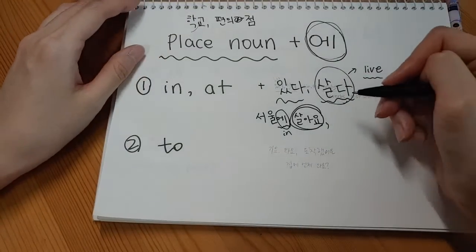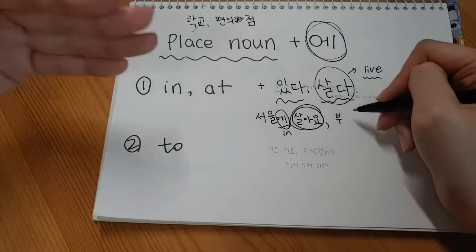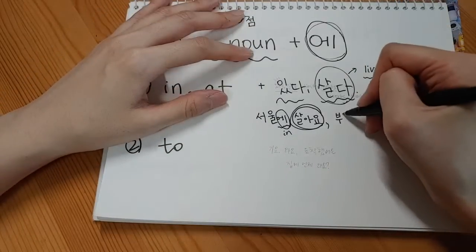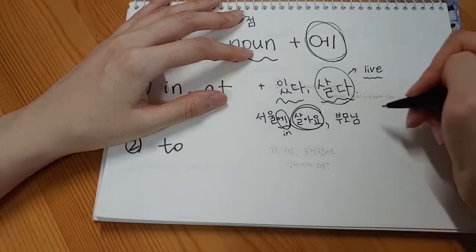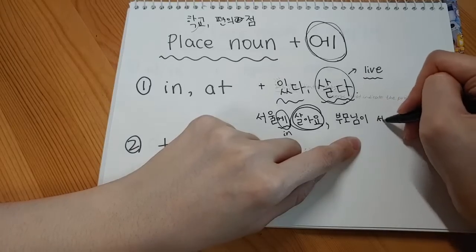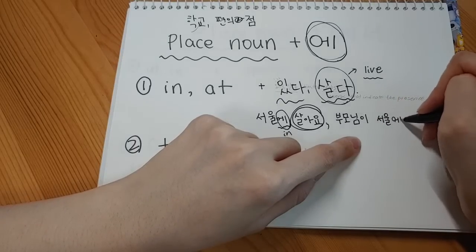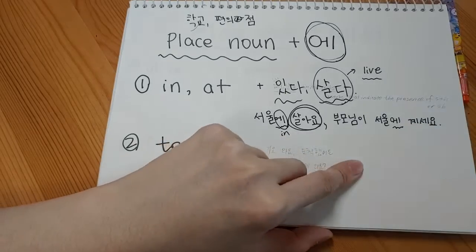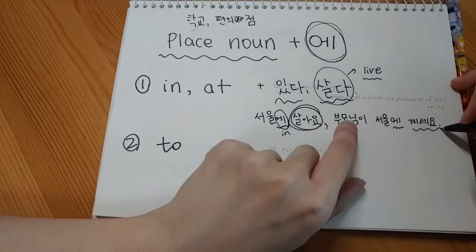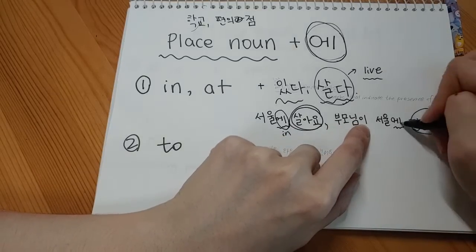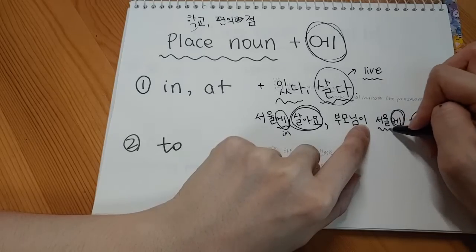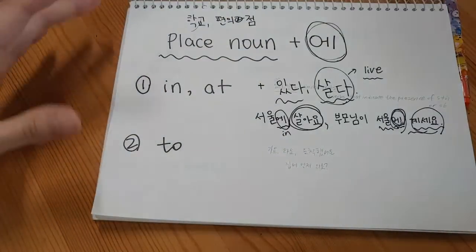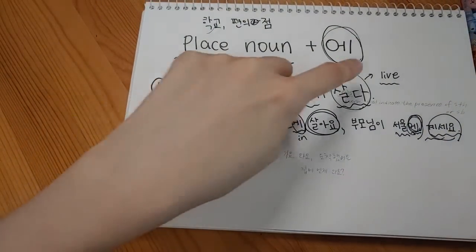And also, if you want to say my parents are in Seoul, so they are in, it's the presence, right? You're talking about their presence. So you can say 부모님이 서울에 계세요. 부모님이 서울에 계세요. My parents are at or are in Seoul. So 에 is used because you are talking about the presence of your parents, right? So that's why 에 is used.